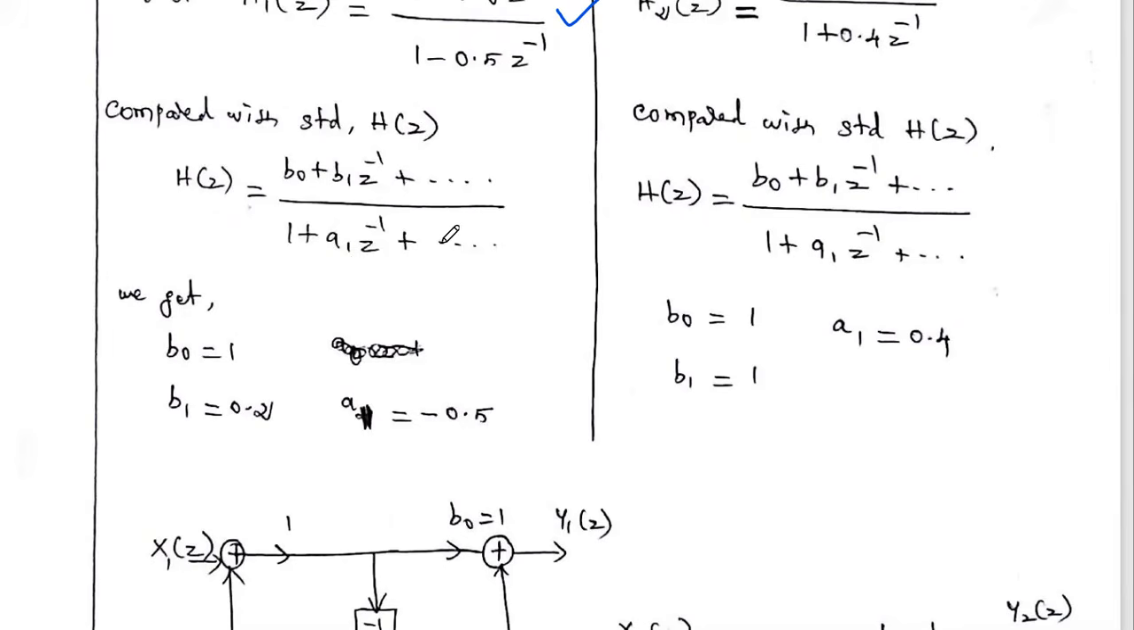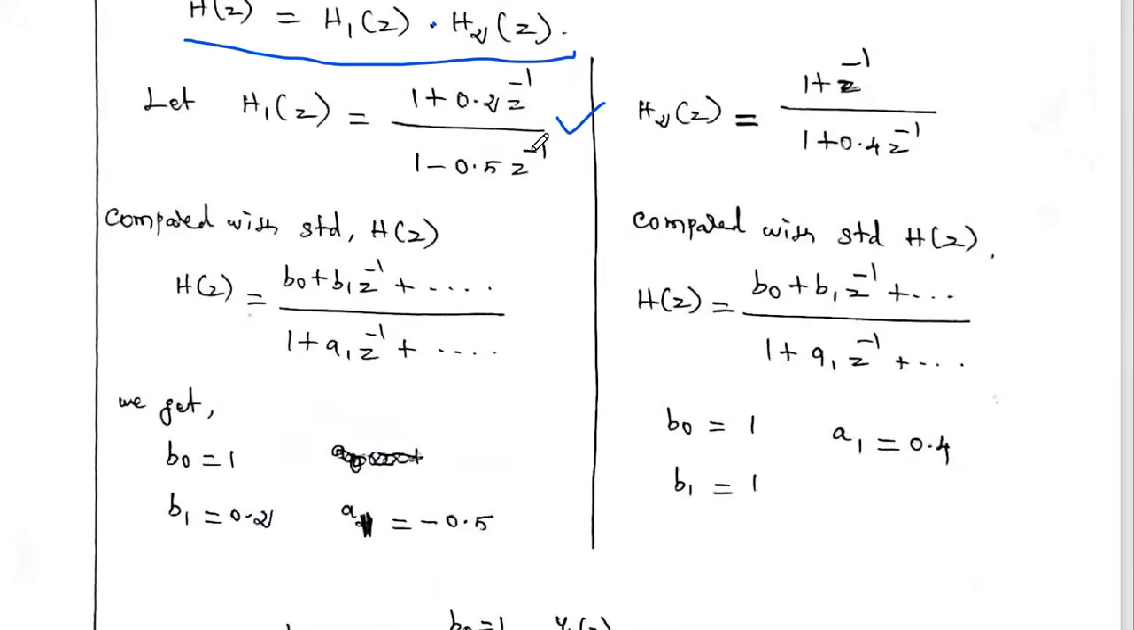divided by 1 plus a1 z inverse, etc. So here it is only a single order system, so there is no need to write b2, a2, etc. Single order means up to b1 only will come. So you just compare these two transfer functions.